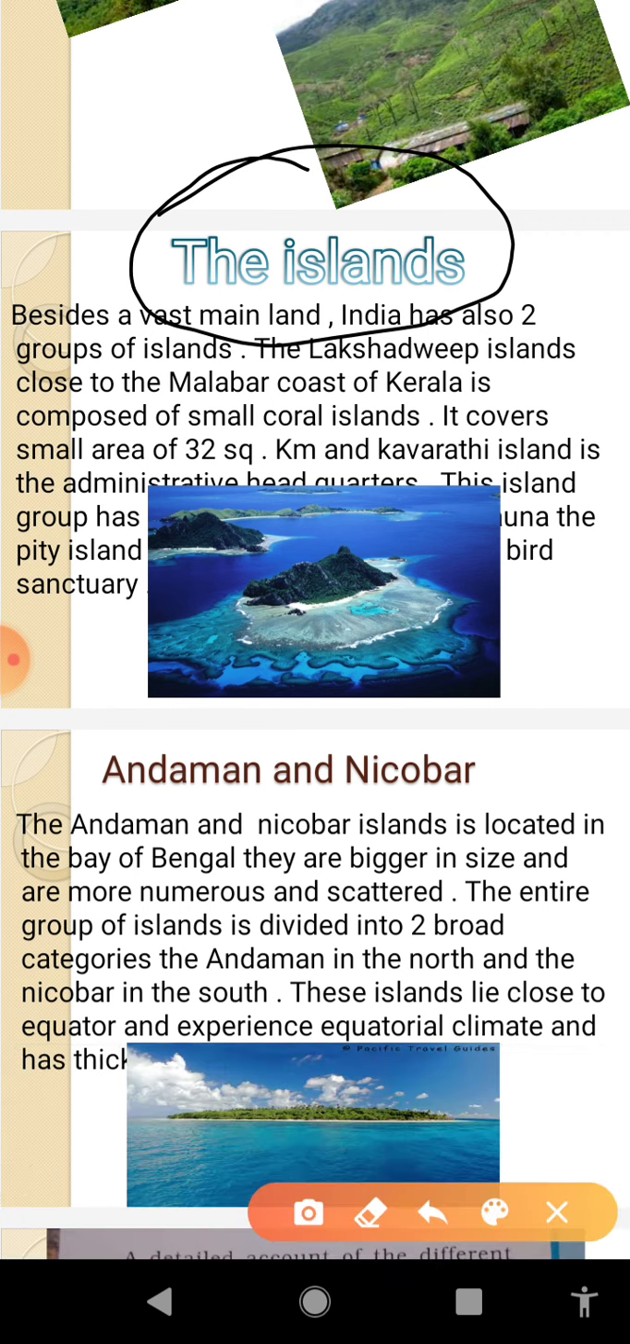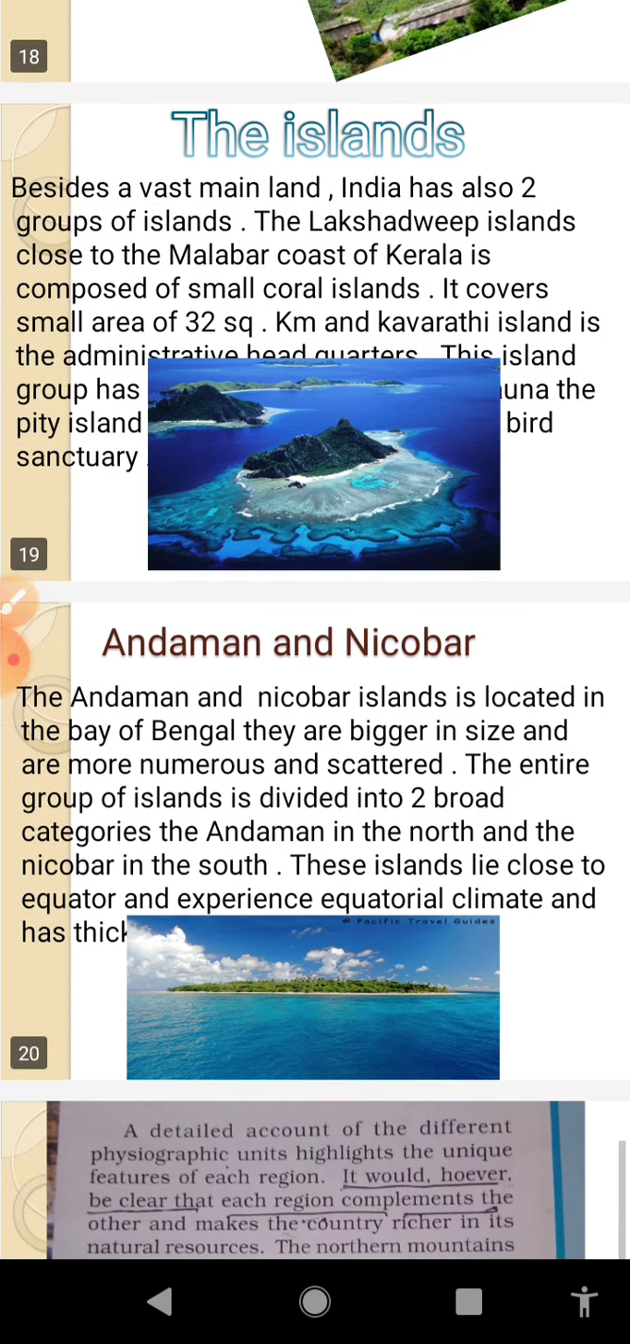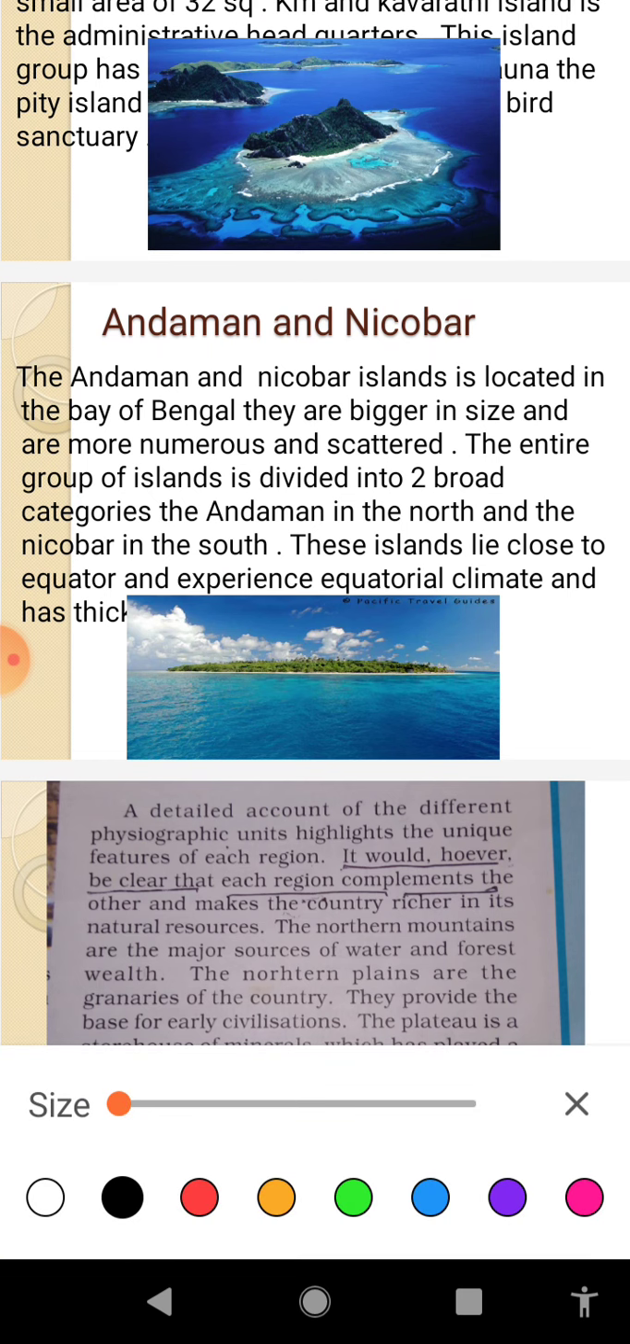So, with regard to Lakshadweep, this group of islands is rich in biodiversity, meaning different species of plants and animals are growing there. One island known as Pitti Island is uninhabited, meaning people are not living there, and now this island has been developed as a bird sanctuary. After that we will discuss Andaman and Nicobar Islands.